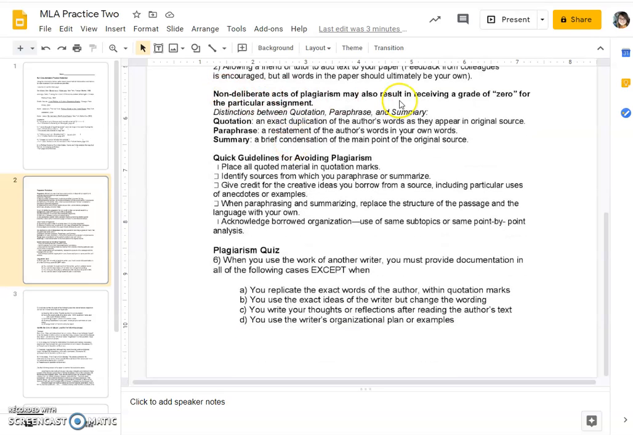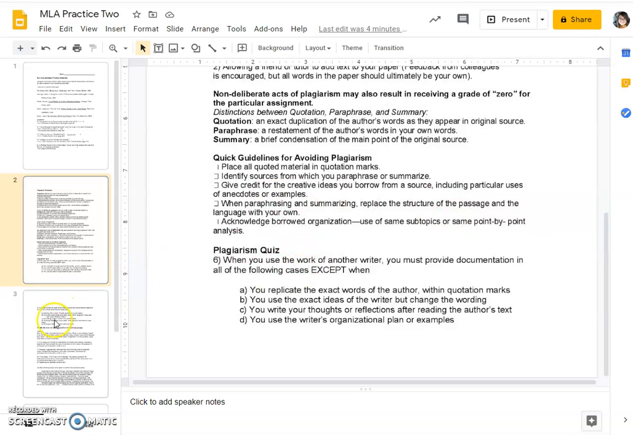There are also non-deliberate acts of plagiarism that could result in a 0 grade. That would be like if you're using your quotation, your paraphrasing, your summary, and then you don't use your citations. If you use no citations at all, you're probably gonna get a 0, or at least a huge chunk out of your grade, because you've been taught how to use the citations. If you forget 1 or 2, that's not as big of a deal, but we're talking like you just don't try at all. So this is just a checklist to help you know if you're avoiding plagiarism.